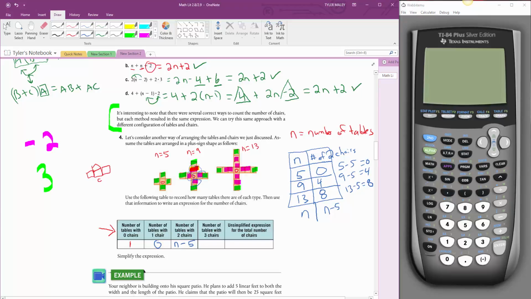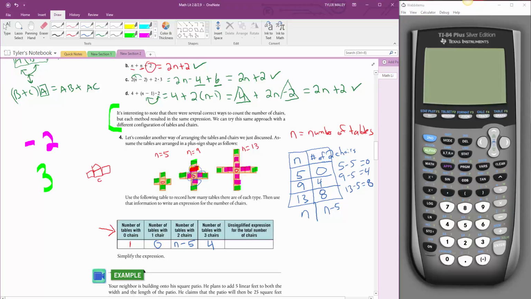And then we can look at the number of tables with 3 chairs. If we keep going in this pattern, we're always going to have 4. It's not dependent on n. It's always going to be these end points, no matter how many tables I put in between.